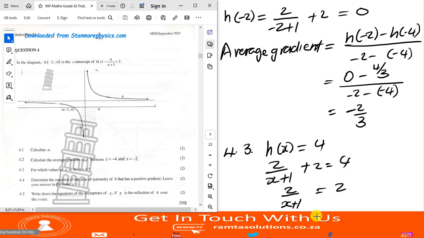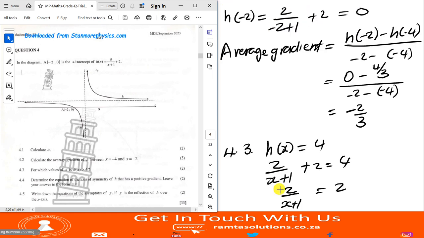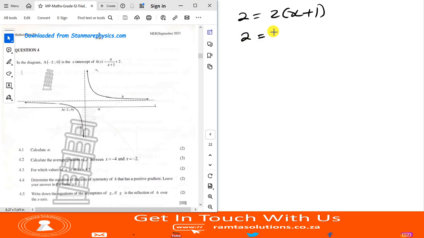Let me confirm. Yeah, that's what we said. Now I will say this is 2 equals 2 into x plus 1, because we are multiplying by x plus 1 throughout. Now, this then becomes 2 equals 2x plus 2. This becomes 0 equals 2x, implying that x equals 0.